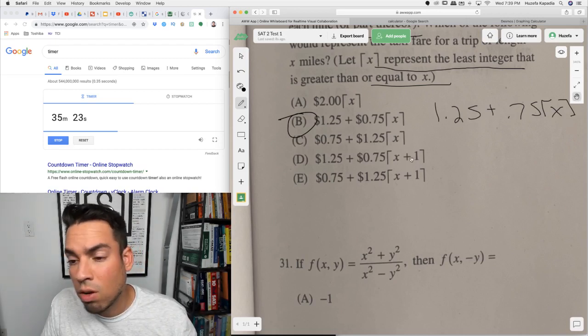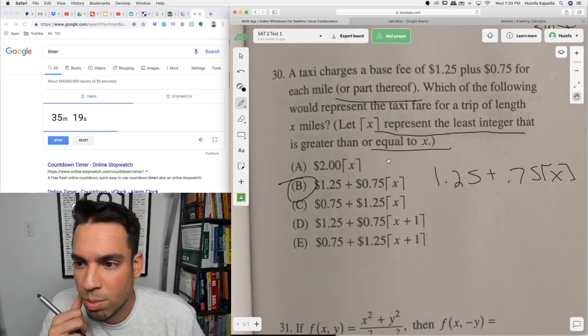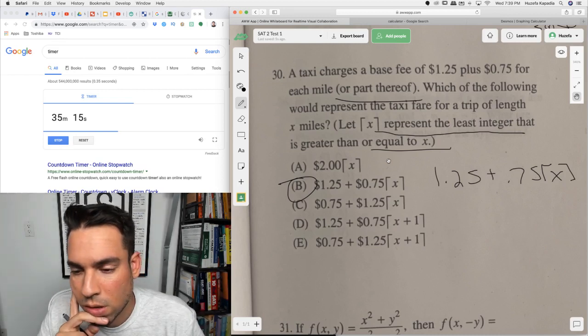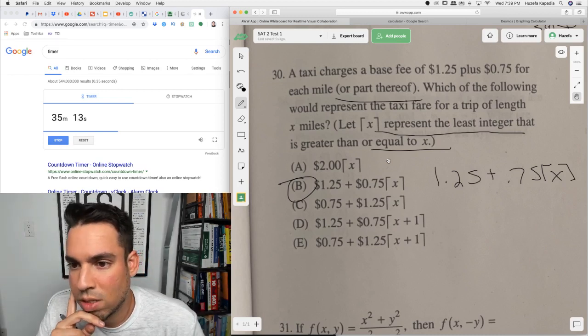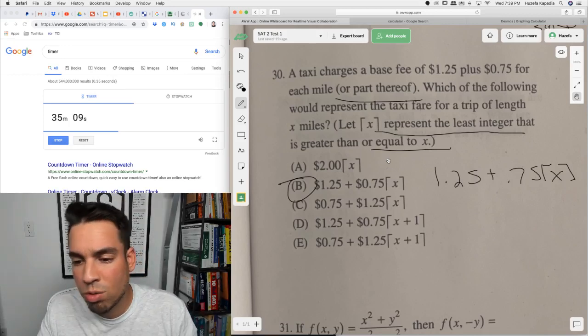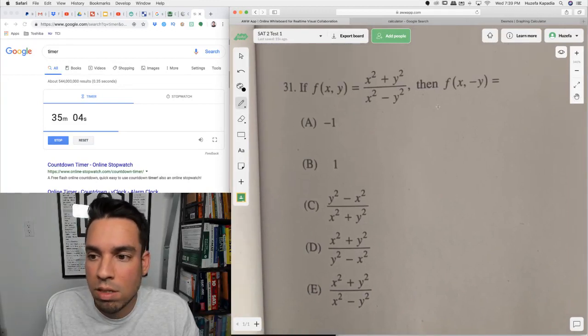It's just 125, which is the base, plus this is the slope. Now, should it be x plus 1? Let's see. Base fee plus 75 for each mile. I don't see why it would be x plus 1, because it doesn't say it charges $1.25 for the first, or I don't know. The x plus 1 actually makes no sense to me, so I'm leaving it there.